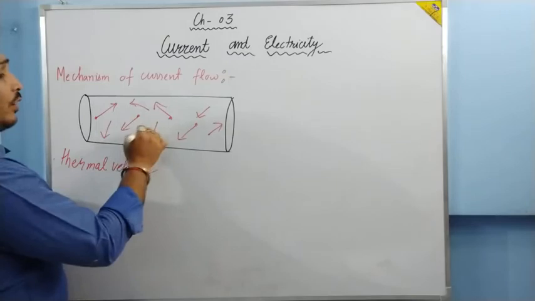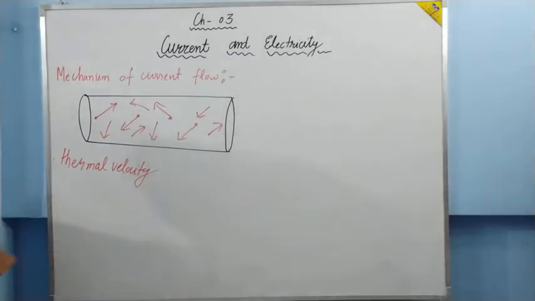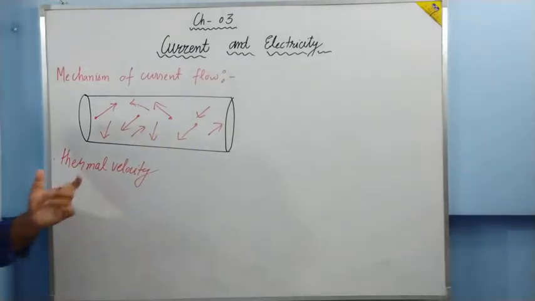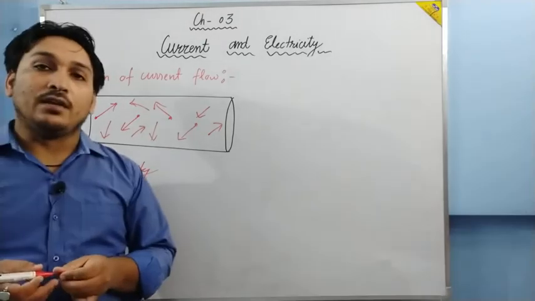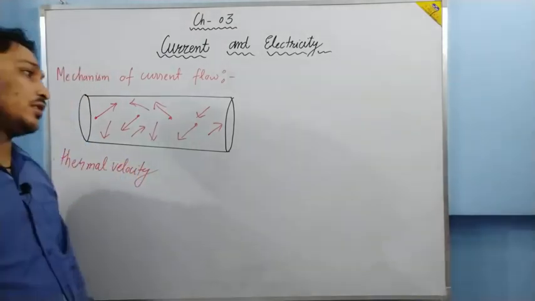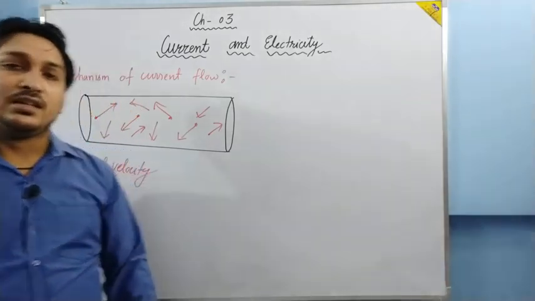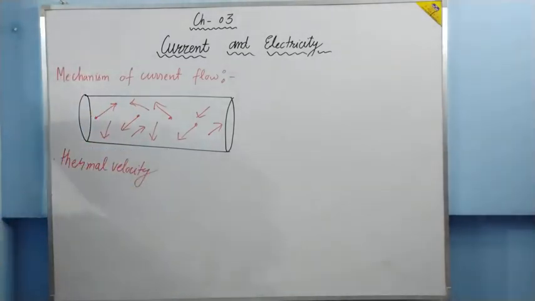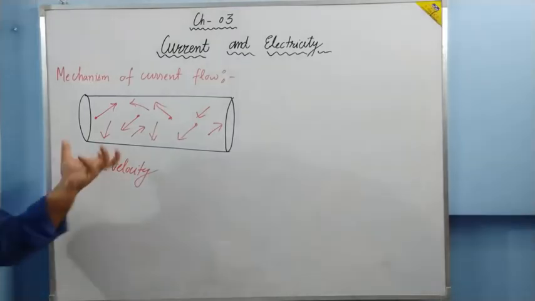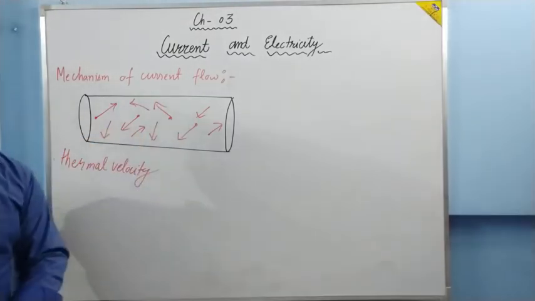What I'm trying to say is that the thermal velocity of electrons is randomly oriented. And when it is randomly oriented, what happens? The net velocity, the net motion of the electrons, is 0. The net motion of the electrons is 0, because the velocity is randomly oriented.